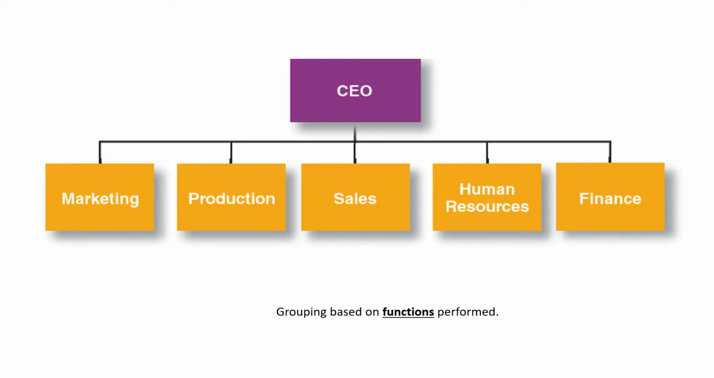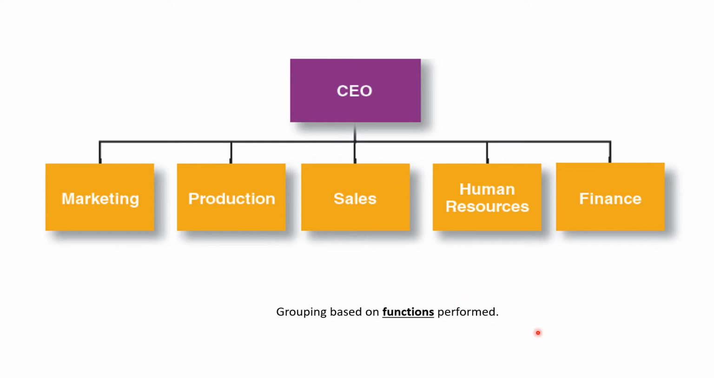Functional structure is very common. Many organizations use the functional structure. Here they group based on the functions performed. For example, here we have the organization chart with the CEO. So we have the marketing department, production department, sales department, human resource department, and also finance department.